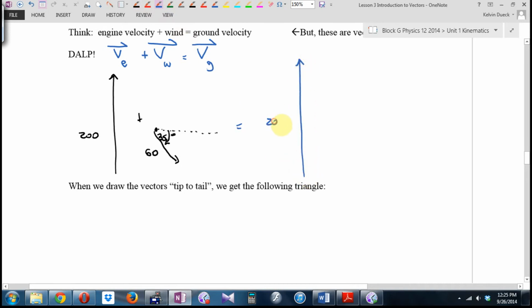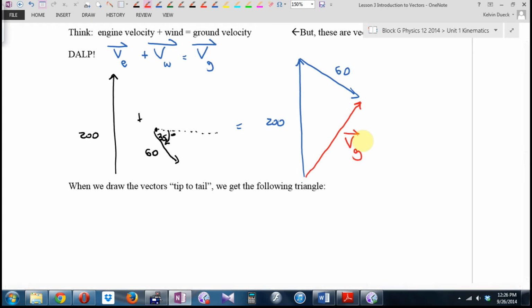200, 60. Where is the resultant? From the tail of the first one to the tip of the second vector. That there is what I'm trying to find, the ground velocity.